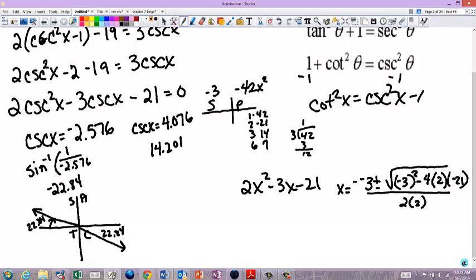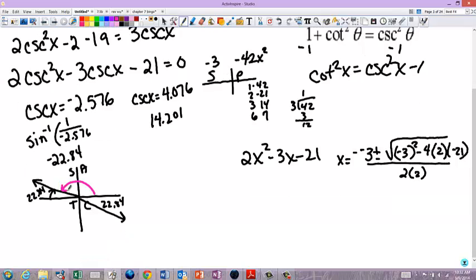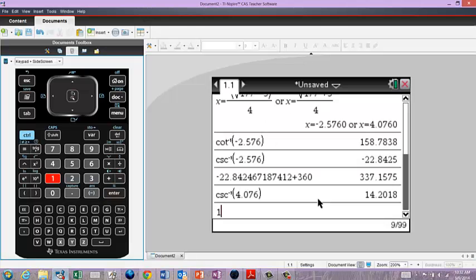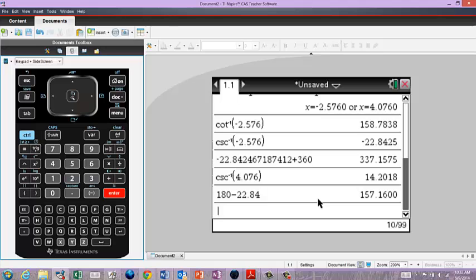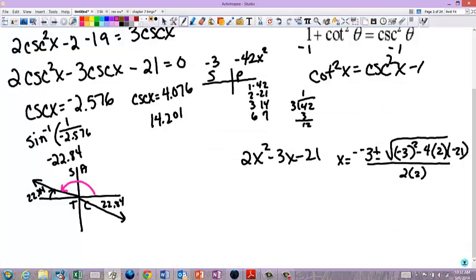So I want this one, so I would do 180 minus 22.84. 180 minus 22.84, 150, something's wrong. What'd I do? All students. Oh, because I'm a moron. Sine is not, I'm sorry.